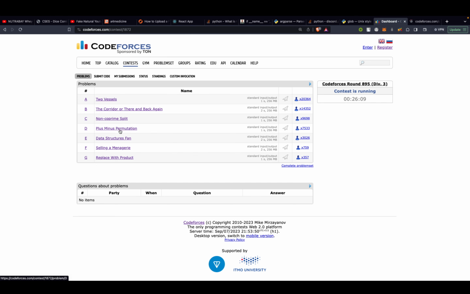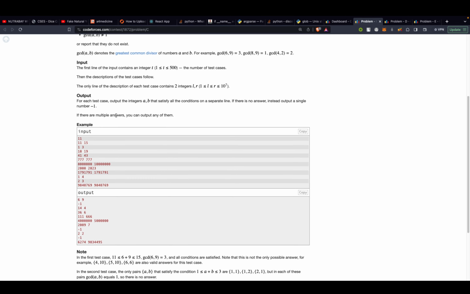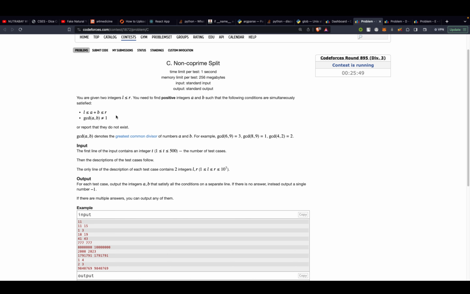Let me just open all the problems, C, D, E. Yeah, that would save time. Okay, so the problem states that you are given 2 integers L and R, and you need to find positive integers A and B such that the following conditions are simultaneously satisfied. So your A plus B should lie between L and R, and the GCD of A and B should not be equal to 1. Now, at first glance, it seems like a simple problem.